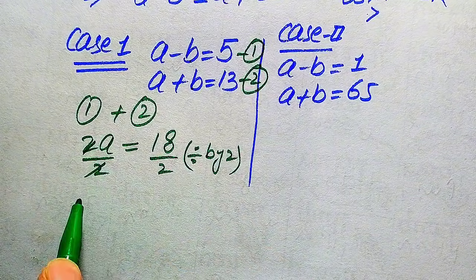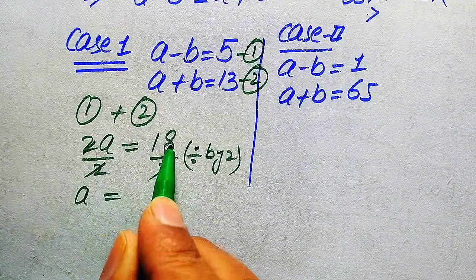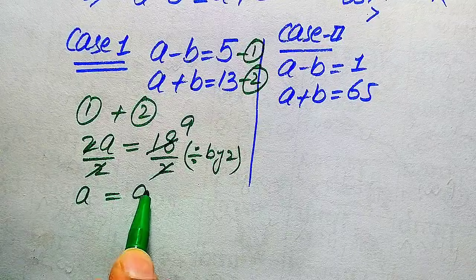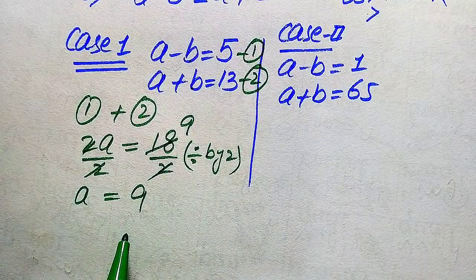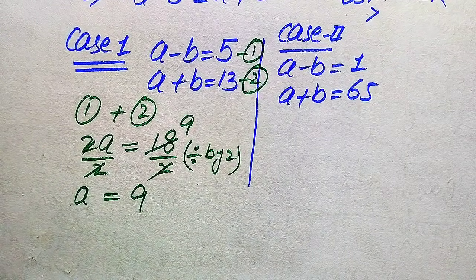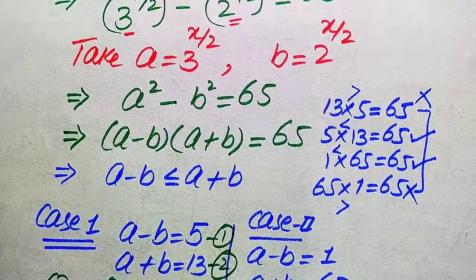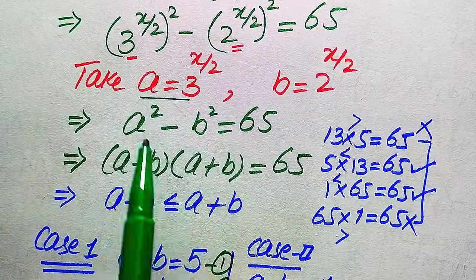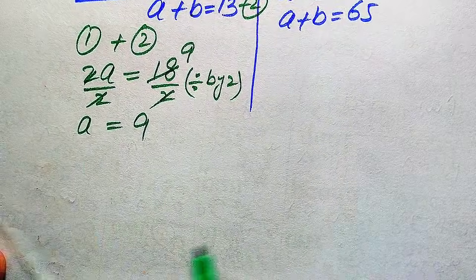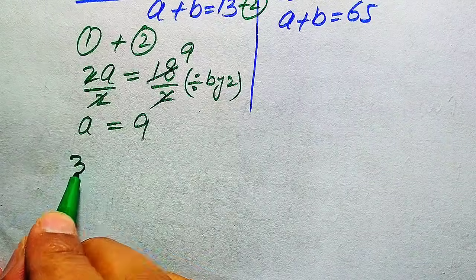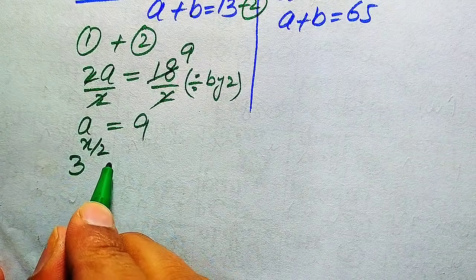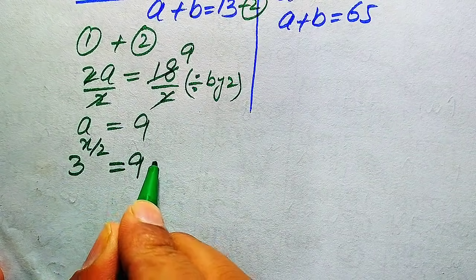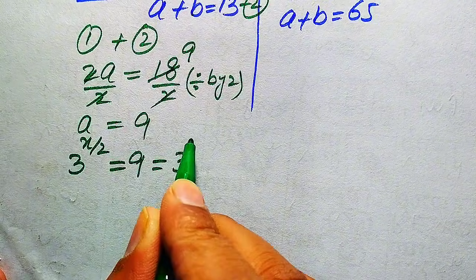So these 2 and 2 are gone, and we get the value of a equals, 2 9s are 18. So we easily get the value of a is equal to 9. Our target is to find the values of x, so we move backward and we put this value of a here. So the value of a is 3 to the power of x over 2 equals 9, and we write this 9 as 3 squared.